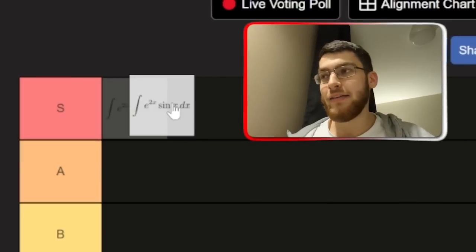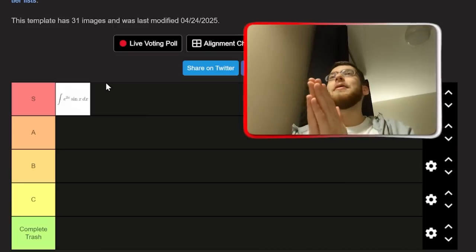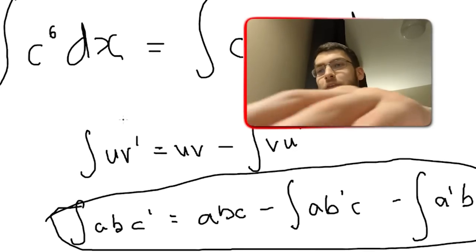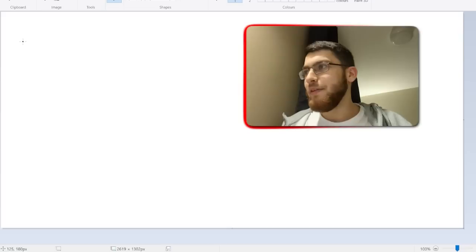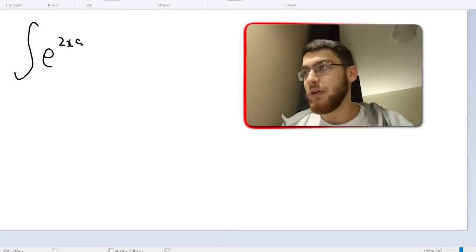This is going in S tier because it's the technique that I personally love, okay? My friend told me this technique and it's absolutely amazing. If you don't know the technique, as a little bonus, I will be explaining this technique to you. This one is integration by imagination. This is the only technique that I'm going to be explaining in this video.